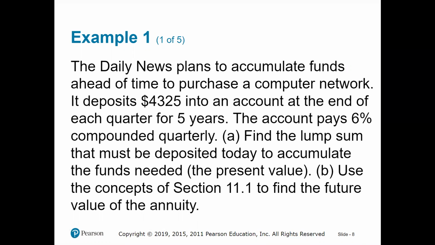Okay, the Daily News plans to accumulate funds ahead of time to purchase a computer network. It deposits $4,325 into an account at the end of each quarter for 5 years. The account pays 6% compounded quarterly. Find the lump sum that must be deposited today to accumulate the funds needed, the present value. Use the concepts of section 11.1 to find the future value of the annuity.